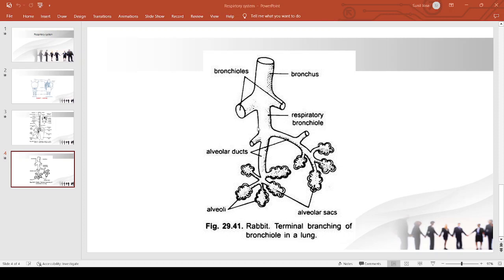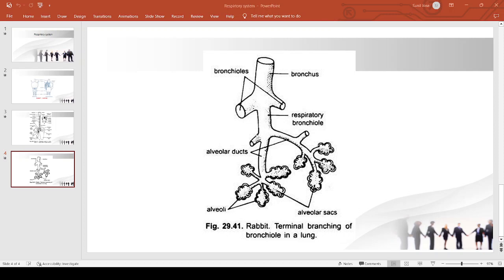In the RBC, carbon dioxide and water are combining, and for that an enzyme called carbonic anhydrase is required. Here you can see that carbonic anhydrase within the RBC quickly converts carbon dioxide into carbonic acid. So carbon dioxide and water combine with each other, forming carbonic acid.